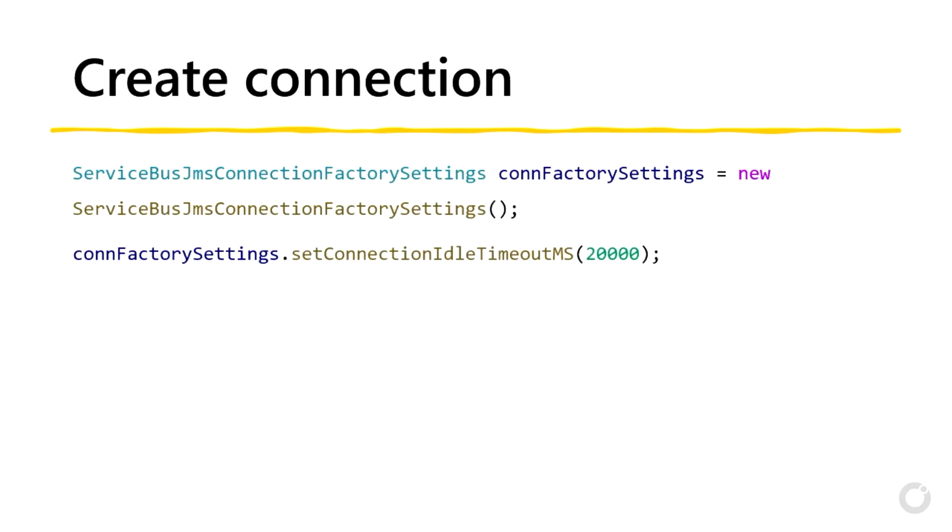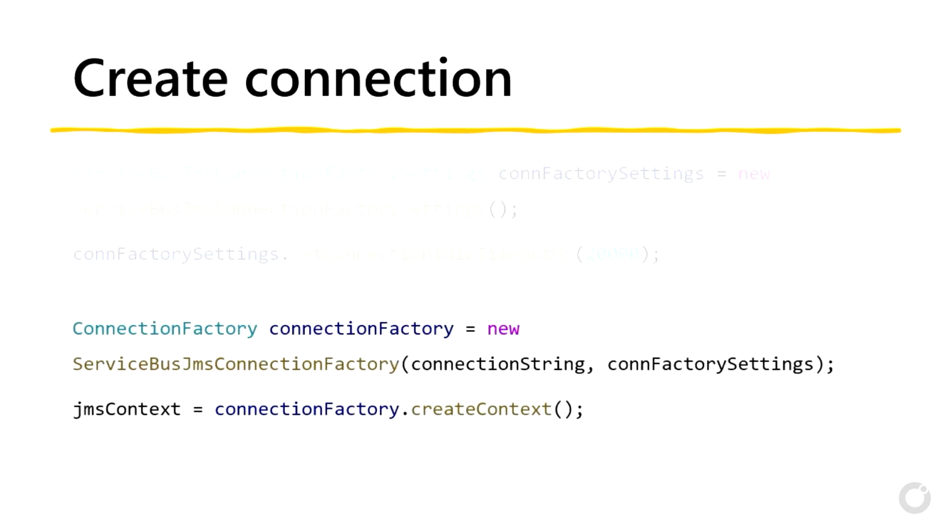So what we first do is we create our connection. We first create our connection factory settings, and as you can see, this is the Service Bus JMS connection factory. If you go to our documentation, you get a link to the package that you need to import. You can just download the package, but you can also use Maven or something like that. Just import the package, and this will be available for you.